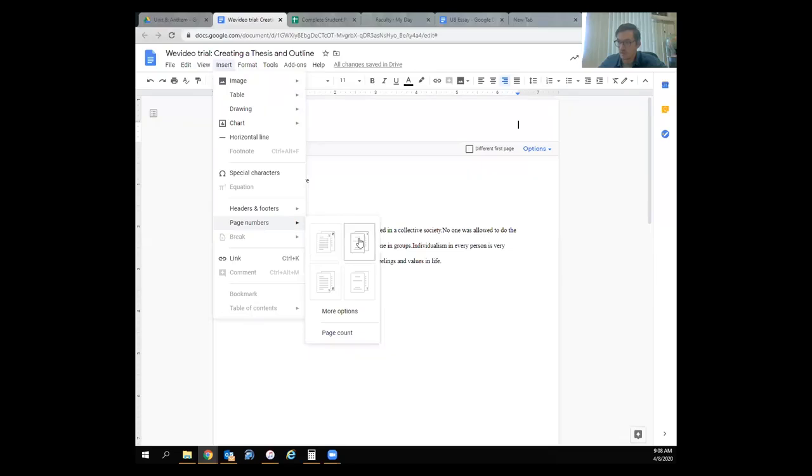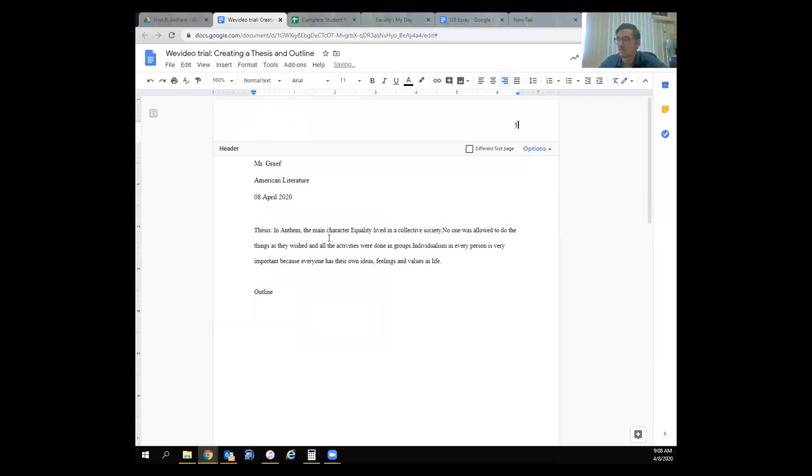So click this one. This one here has no page number on the first page. In our English class, we're working with MLA format. Choose this option to set the page number, and that's what this student did. So great, now we have our page number.